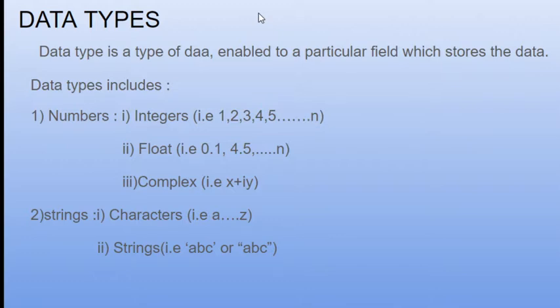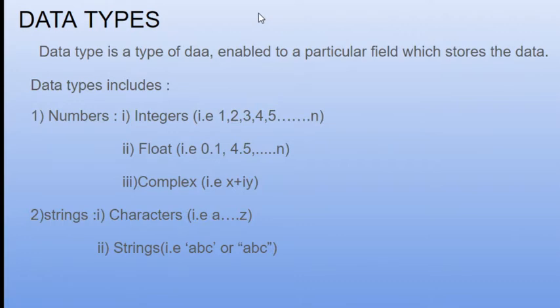So numbers. Now we all know what numbers are. They are what we have been learning since our childhood. Now these numbers can be of different types. They are integers, float, and complex. So what does integer mean? Integer basically means it has to be a whole number. That means it satisfies division or multiplication.